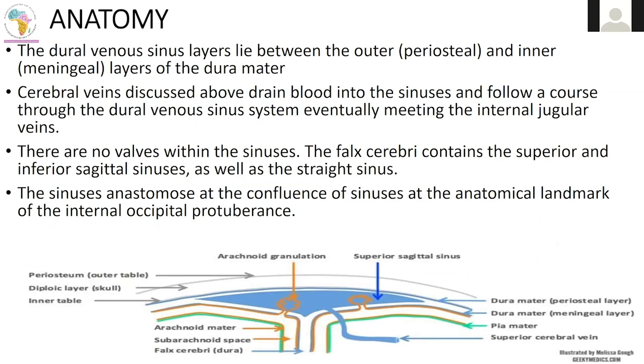There are no valves within the sinuses, as already explained before. The falx cerebri contains the superior and the inferior sagittal sinuses, as well as the straight sinus. The sinuses anastomose at the confluence of sinuses, at the anatomical landmark of the internal occipital protuberance. So this is what we're explaining here. You see, this is the periosteum, the outer table. This is the inner table, and you see, this is the sinus here.